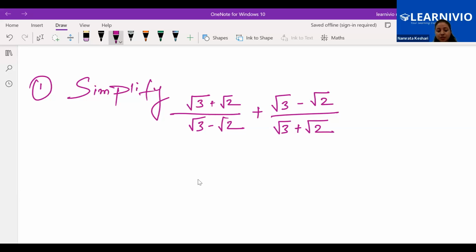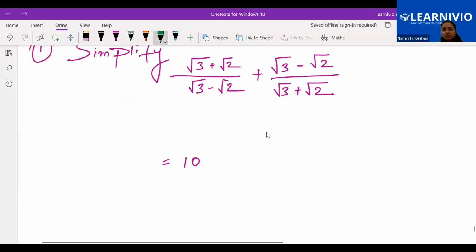Yes, what is the answer? 10. What is the answer? Ma'am, the answer is 10. 10. Okay, let's check it. Everyone is getting 10. Is it so? Yes, ma'am. Okay, so we will be taking the LCM over here.